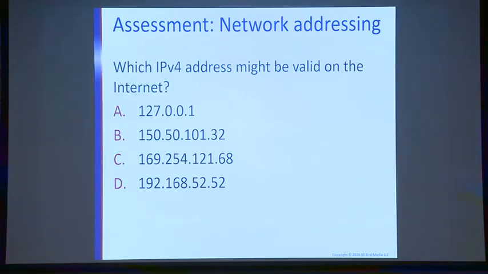Bravo, yep. So 127, which is A, is the loopback address. The 169 is the APIPA. The 192.168 at the bottom is a private internal address. So the only possible answer would be Bravo.